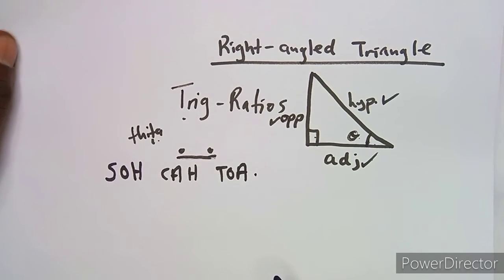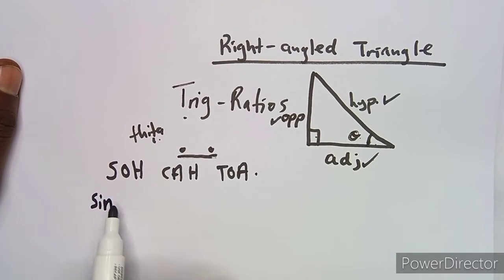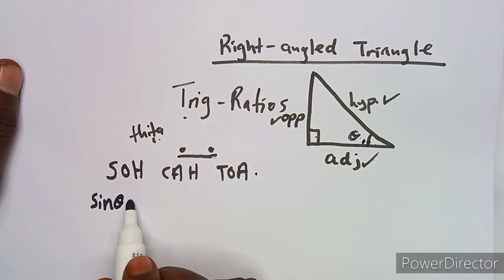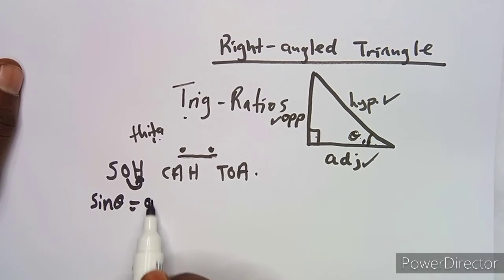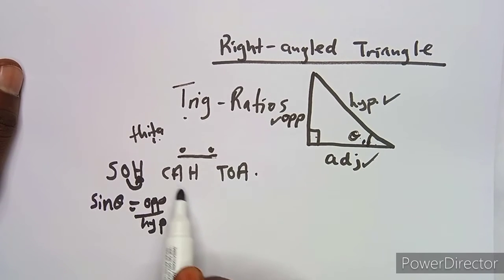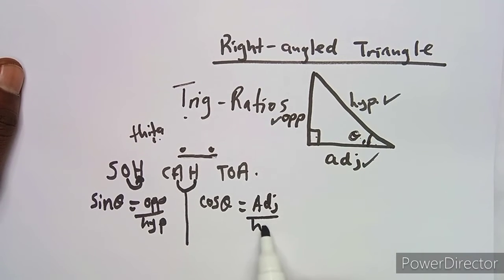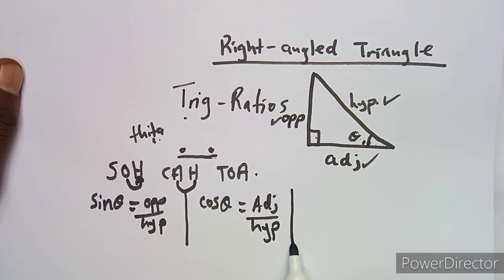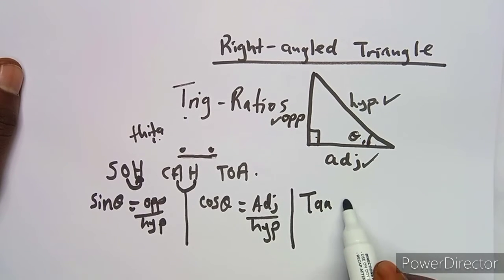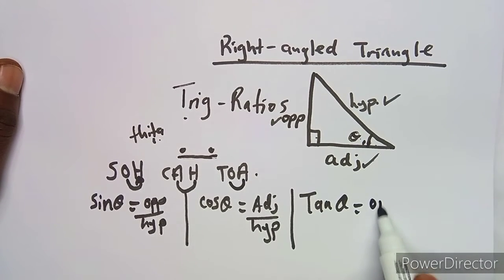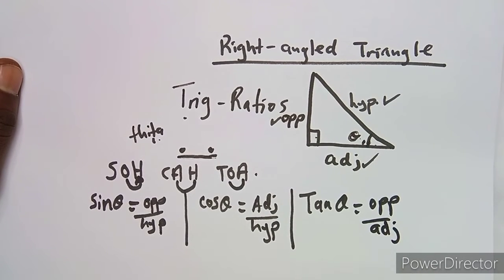where we can formulate the ratio for sine theta, which is sine of the angle theta, as opposite over hypotenuse. So you can just write this as opposite over hypotenuse. You can have the trig ratio for cos theta, which is cos of the angle theta, equal to adjacent over hypotenuse. From tan, you can formulate tan theta, which is opposite over adjacent. So that's how you formulate these ratios.